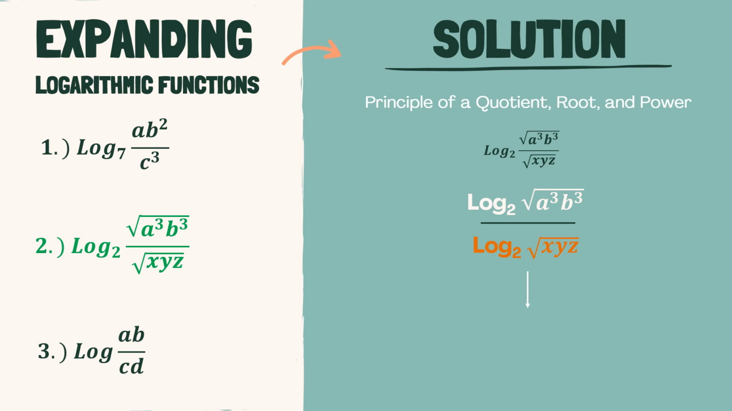And so, the final answer is 3 log base 2 of A over 2 plus 3 log base 2 of B over 2 minus log base 2 of x over 2 minus log base 2 of y over 2 minus log base 2 of z over 2.